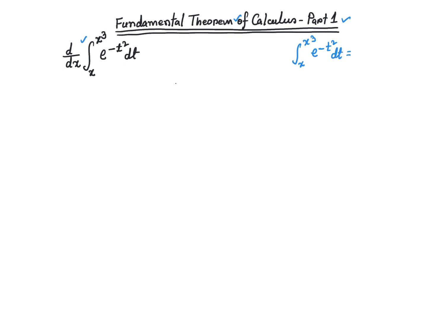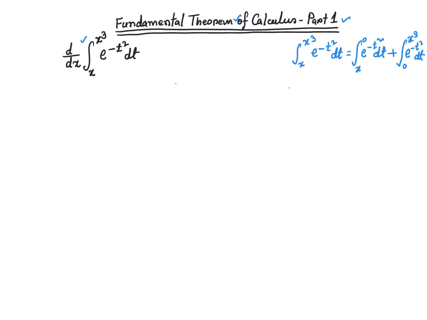I could write it as the integral from x to 0 of e to the power negative t squared dt, plus the integral from 0 to x cubed of e to the power negative t squared dt. I can do that. I can break an integral into two pieces.